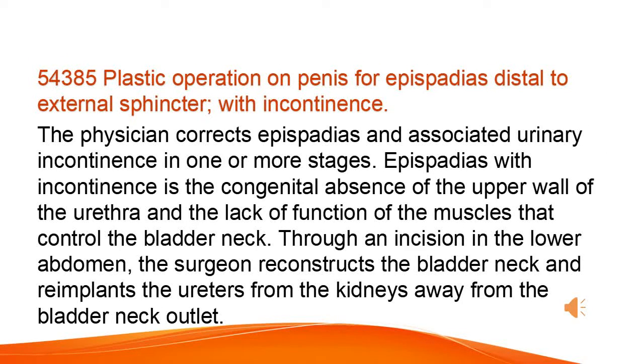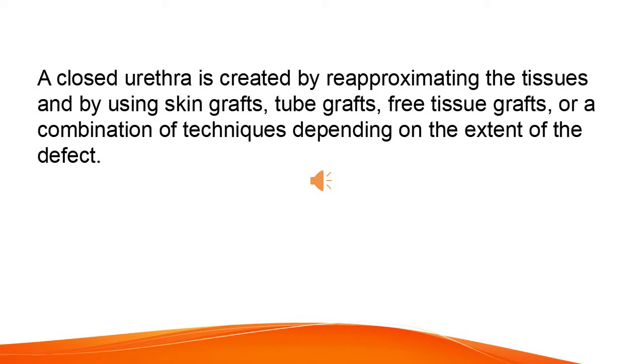Plastic operation on penis for epispadias distal to external sphincter, with incontinence. The physician corrects epispadias and associated urinary incontinence in one or more stages. Epispadias with incontinence is the congenital absence of the upper wall of the urethra and the lack of function of the muscles that control the bladder neck. Through an incision in the lower abdomen, the surgeon reconstructs the bladder neck and reimplants the ureters from the kidneys away from the bladder neck outlet. A closed urethra is created by reapproximating the tissues and by using skin grafts, tube grafts, free tissue grafts, or a combination of techniques depending on the extent of the defect.